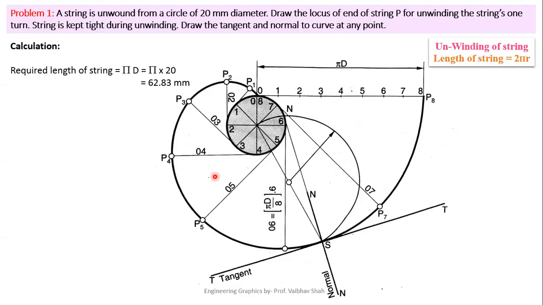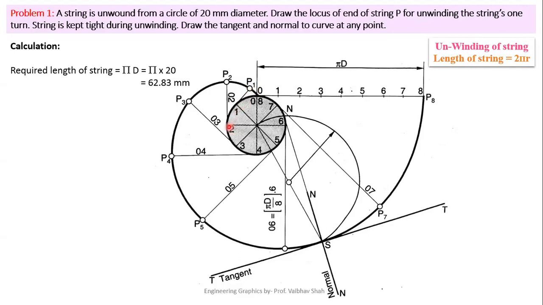Now next step. So now we are unwinding the string. Let us suppose that in the first stage we are unwinding the string from 0 till 1. So let us take out our rounder and select the distance of 0 to 1 on this horizontal line, put your rounder at point number 1 and try to cut the tangent line of this 1. You will have this P1 point.